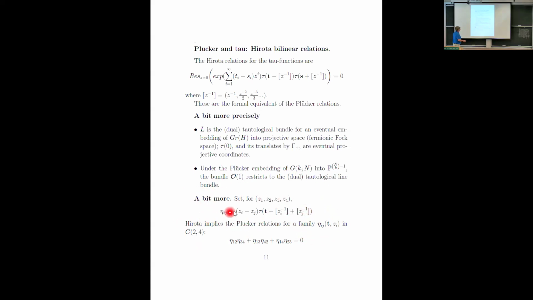This way, you define these quantities eta_ij. Then, just take these quantities, and you can see that it gives you exactly the Hirota relations that you had. So this is, and there are more general ones. And, you know, in some ways they're well established, but they're not necessarily easy to prove.